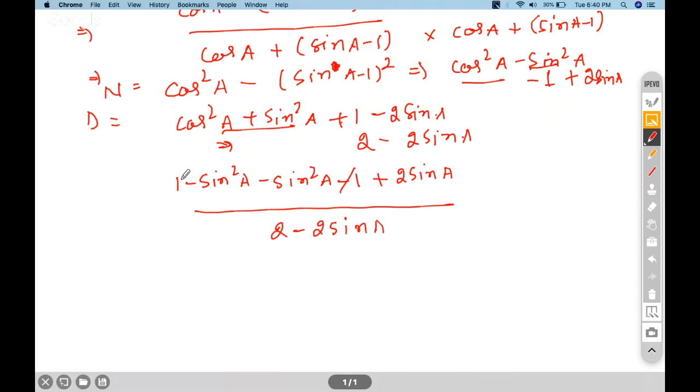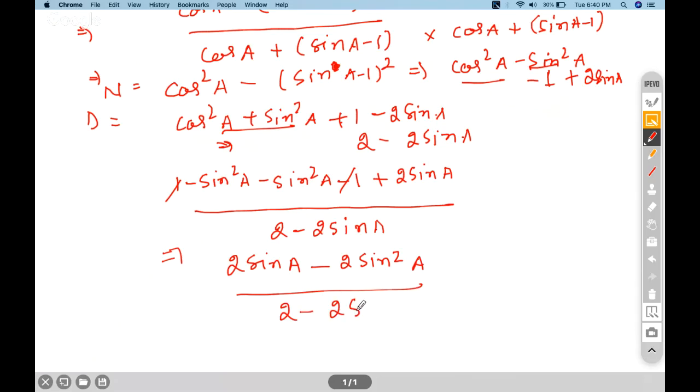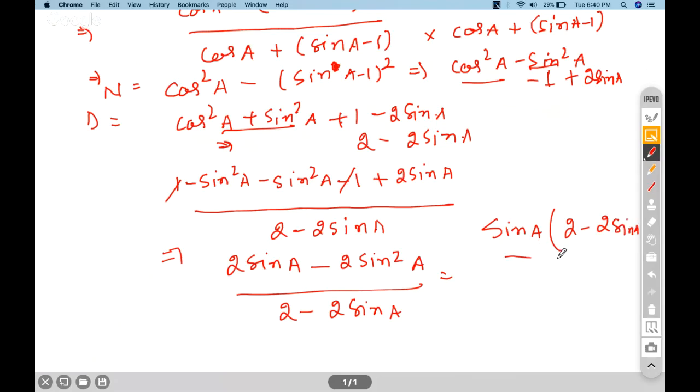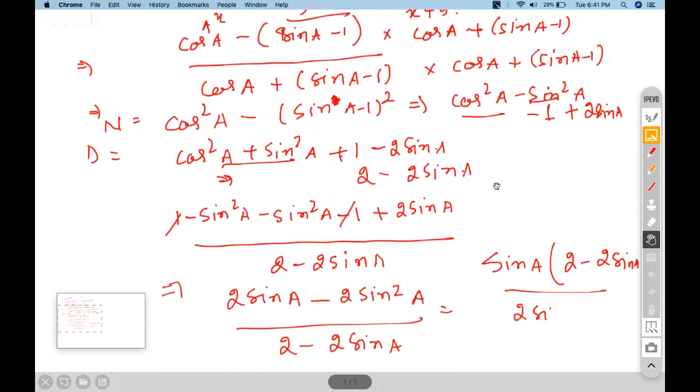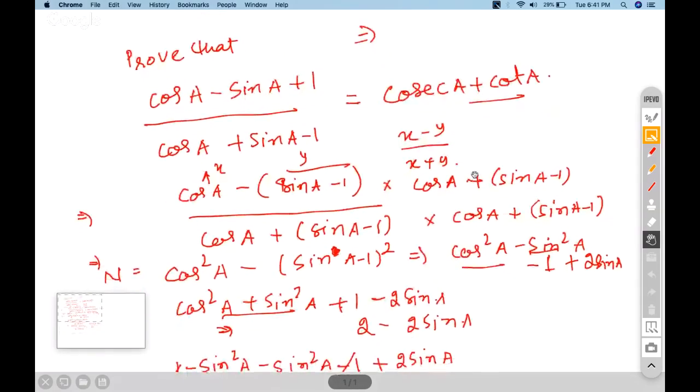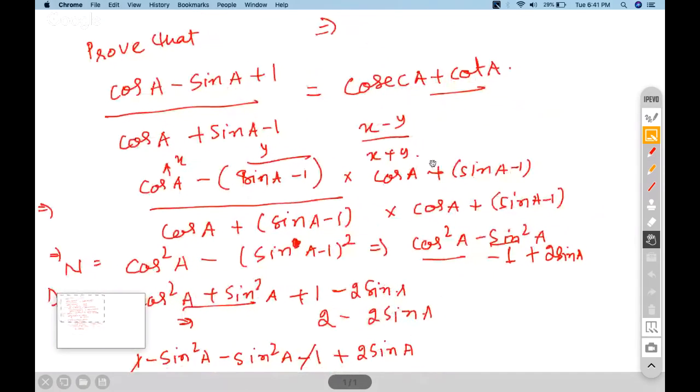So this 1 and 1 gone, you get 2 sine A minus 2 sine square A divided by 2 minus 2 sine A. So what do you get? You take sine A common, you get 2 minus 2 sine A here and divided by 2 minus 2 sine A here. So I think I'm not getting what I have to get over here. Perhaps I have done some calculation mistake. I'm just checking for that.